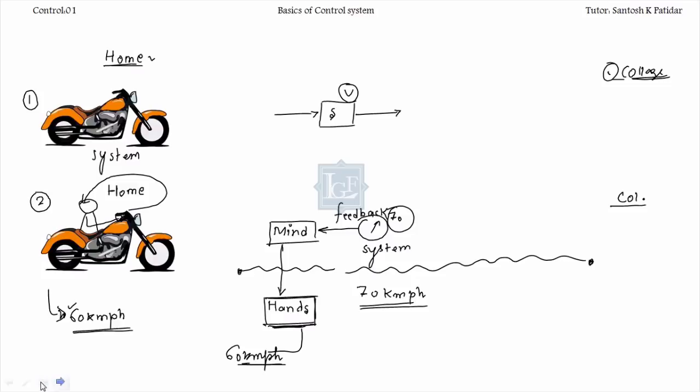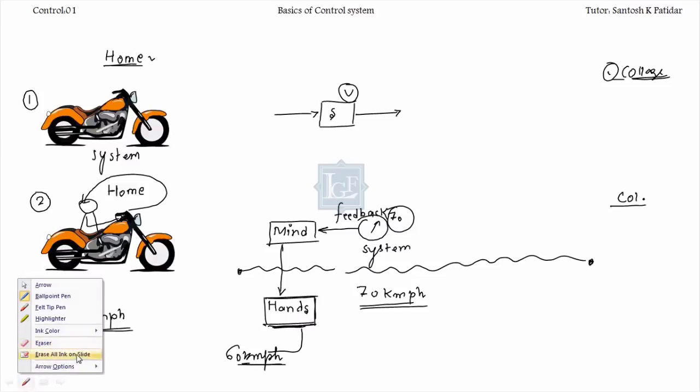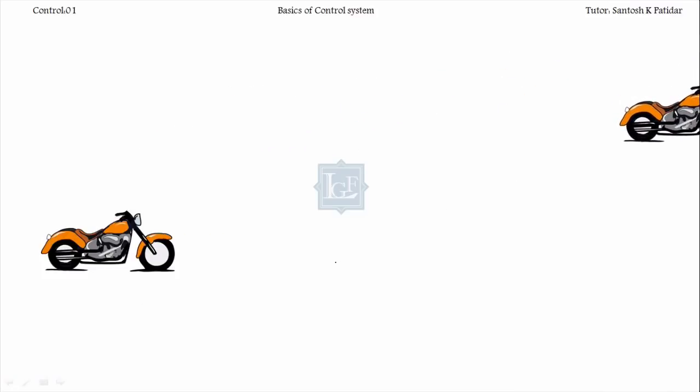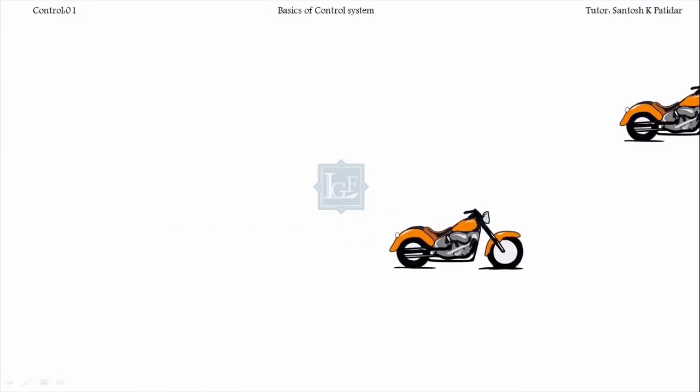Okay, so in the control system, if I represent this, in the first case you are moving with any speed, whatever you want. In the second case you are going with a constant speed. In this case there was no restriction. In this case there was a restriction of 60 kmph, you have to maintain this speed. So in the open loop system, if this is your system, you have given some input to it, you are taking output from it. There is no feedback from the output to the input.